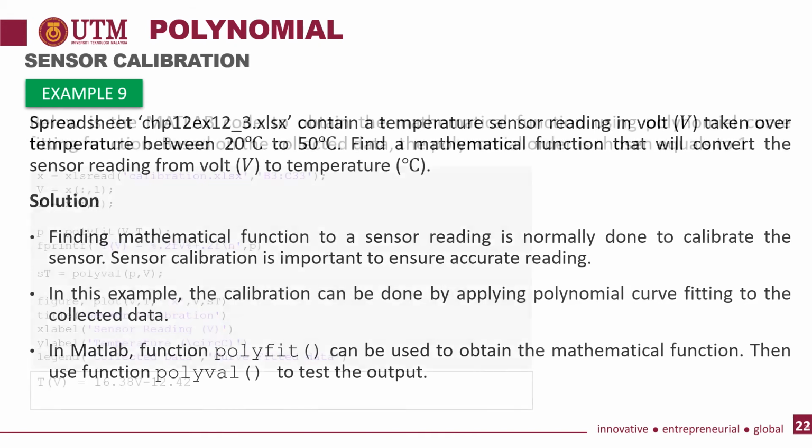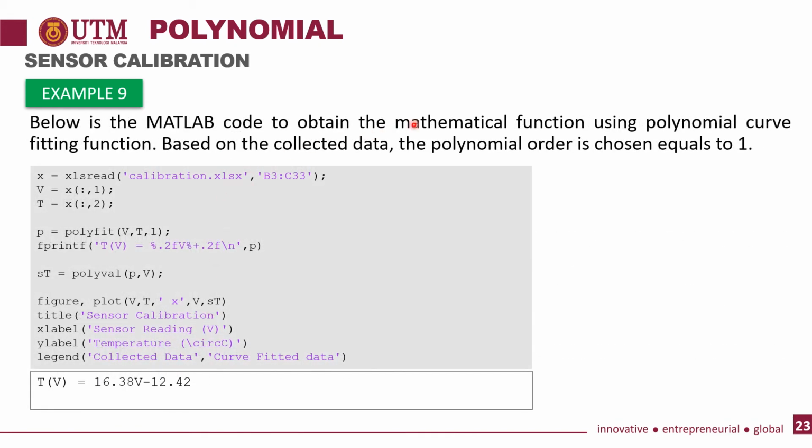Below is the MATLAB code to obtain the mathematical function using the polynomial curve fitting function. Based on the collected data, the polynomial order is chosen equal to 1. You want to read the Excel file, which you already learned in the previous chapter, and this is how you extract the data. This is the voltage and this is the temperature. P is polyfit, because we want to find the expression of the data. The x-axis is V, the y-axis is the temperature, and this is N. We are using the order of 1.